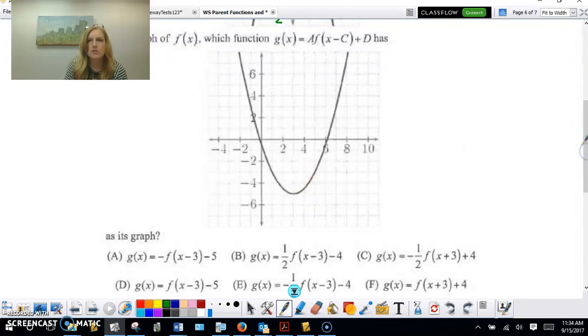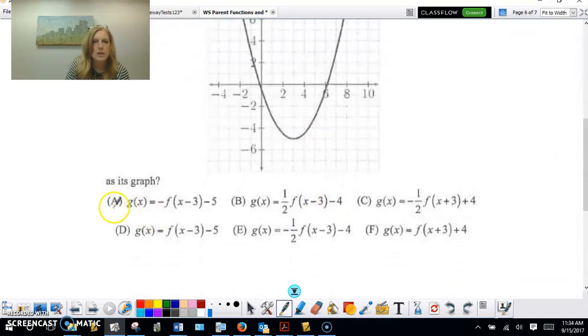So looking at these choices down here, this has the vertical flip, but it doesn't have a shrink. This doesn't have the flip or the shrink. This has a shrink but no flip, so let's take that out. And then this doesn't have anything on the outside, so we have that. So I'm kind of doing process of elimination.